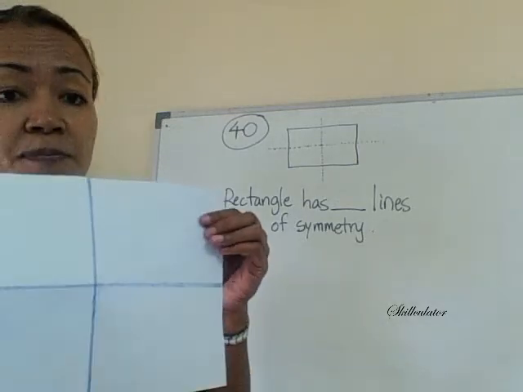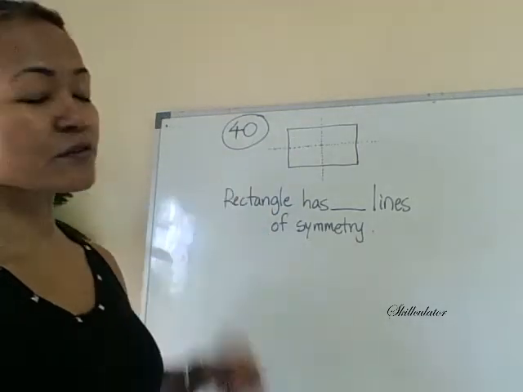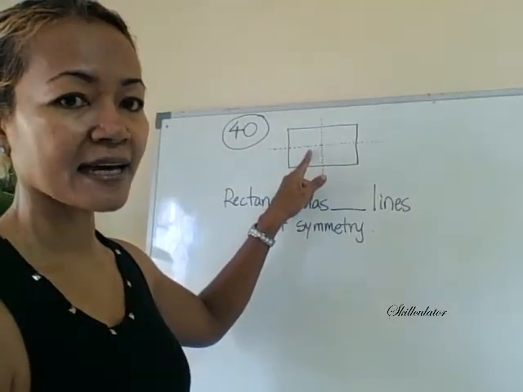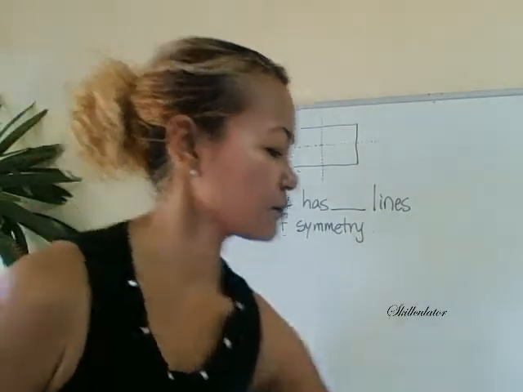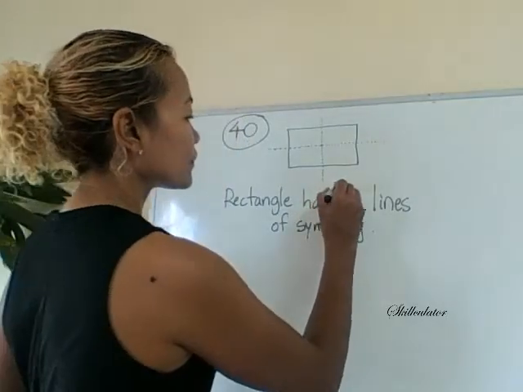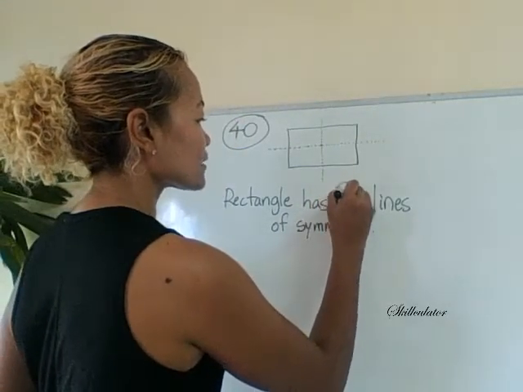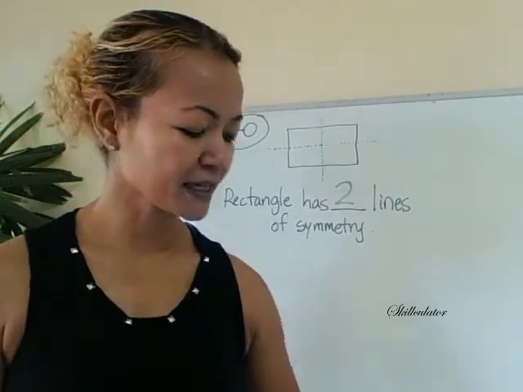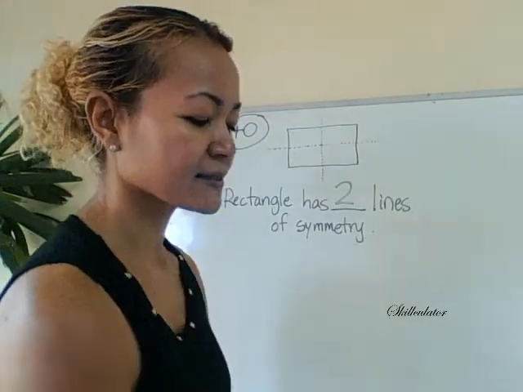They're drawn on this piece of paper, and they're also drawn on the picture of the rectangle that I have on the board. So rectangle has two lines of symmetry. While we're on this topic, I just wanted to illustrate something else.